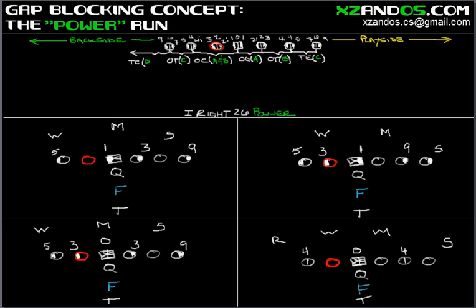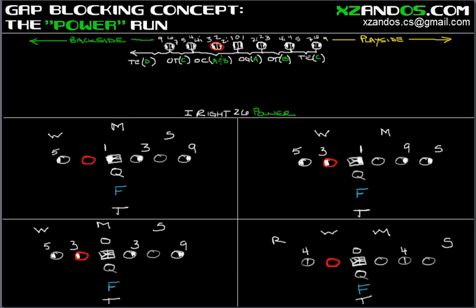gap, like so. So as you can see on play side, the A, B, C gaps are all taken care of. We are not worried about the play side D gap. We are running in between. We are running in the 6 hole again, 2, 4, 6. So we're running right there in between the C and the D gap. We're not worried about the play side D gap. But all backside gaps, A, B, C, and D, are all taken care of depending on the formation.